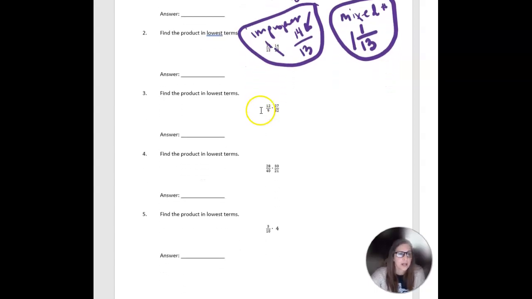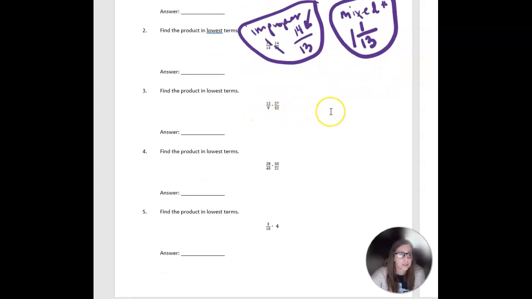Number 3, find the product in lowest terms. Okay, I'm going to show you some, I don't want to call it tricks, but let's look at this. 9 goes into 27 3 times, so I can reduce those. 12 and 32. Well, 12 will not go into 32, 32 will not go into 12, but they could be reduced. Let's think about what will go into both of those.